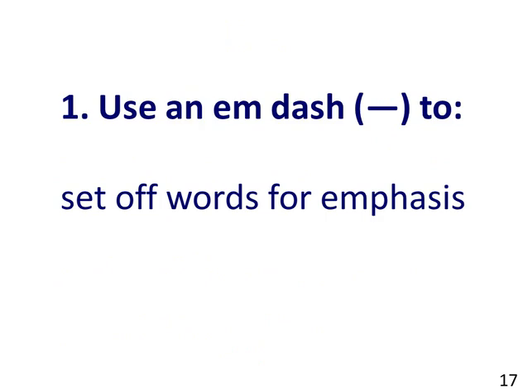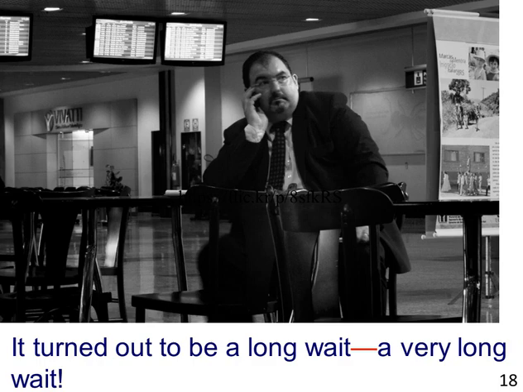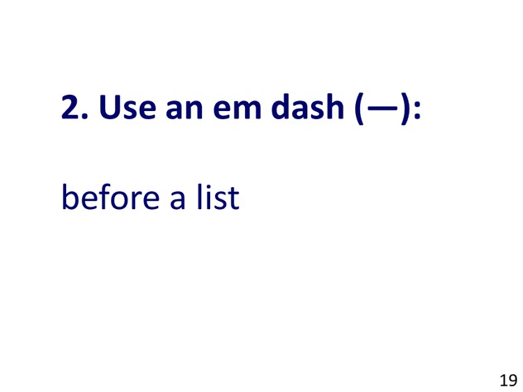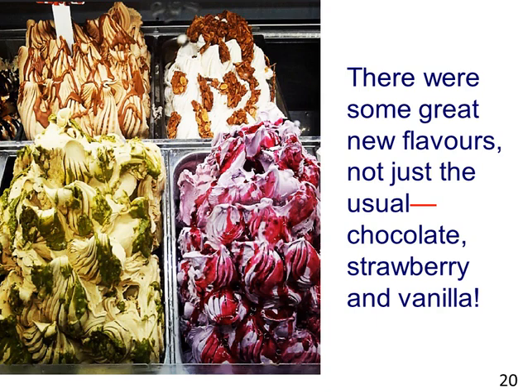Let's look at the m dash. 1. Use an m dash to set off words for emphasis. The picture shows a man waiting at an airport. The sentence reads, "It turned out to be a long wait, a very long wait." 2. Use an m dash before a list. The picture shows a variety of ice creams. The sentence reads, "There were some great new flavors, not just the usual, chocolate, strawberry, and vanilla."